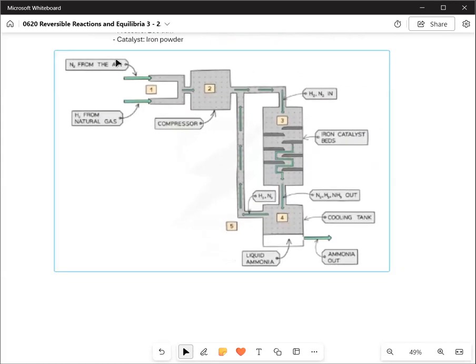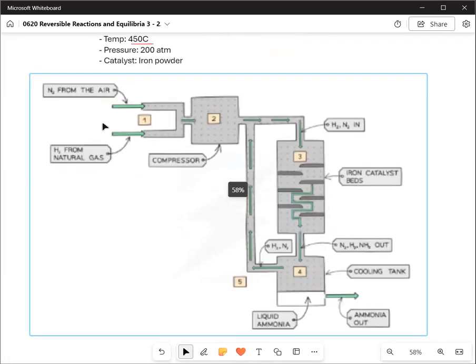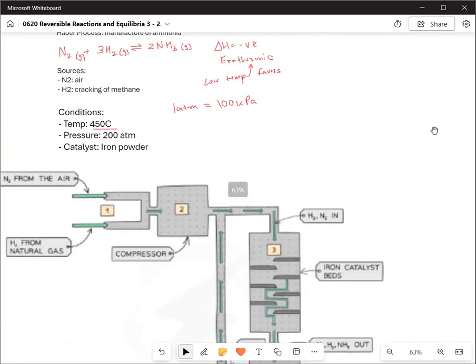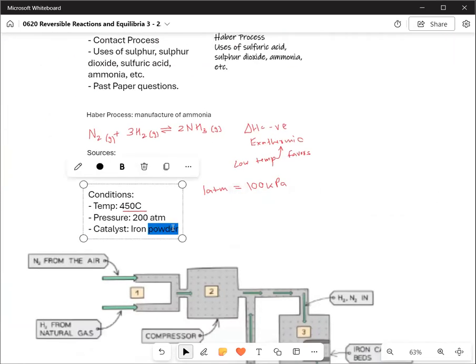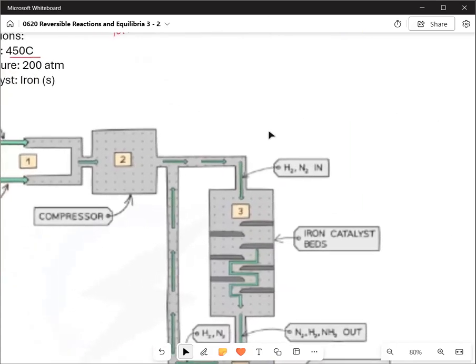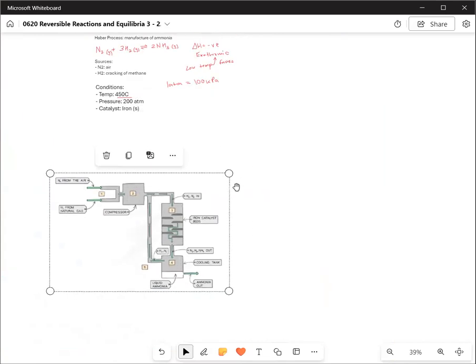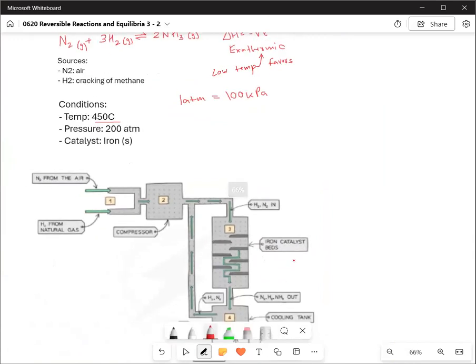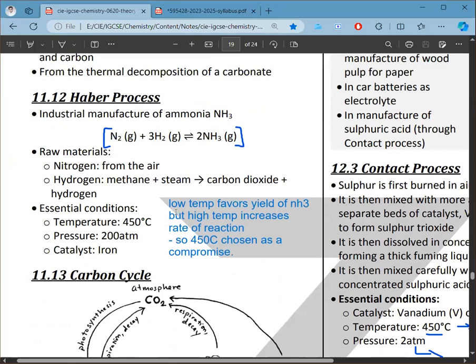This is your diagram. First, the nitrogen comes in, it gets compressed at high pressure, and then it mixes with the iron catalyst beds. It cools down, and at the end we get ammonia. Fine. Now, why did we use a high temperature? That's the question. We used it because the rate of this reaction is very slow. So because we want to increase the rate of reaction, we increase the temperature.